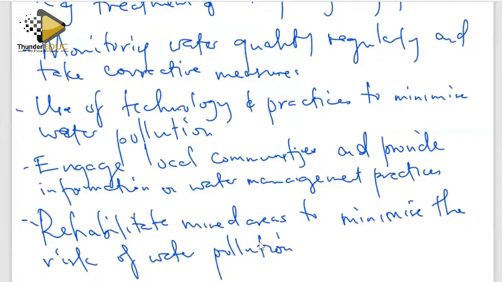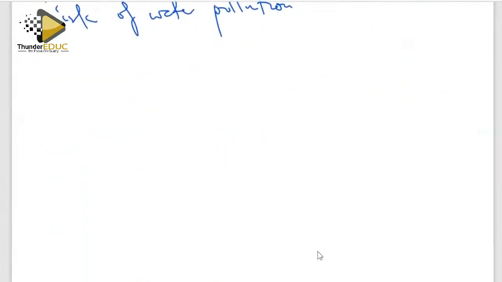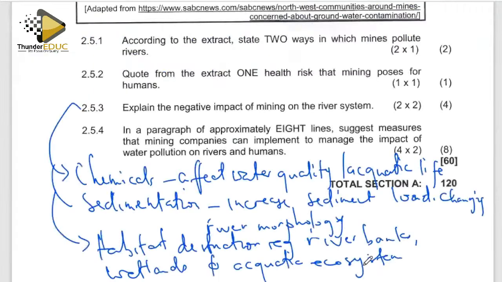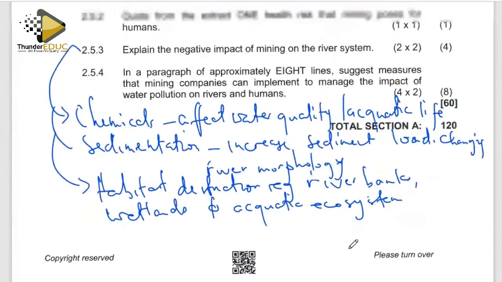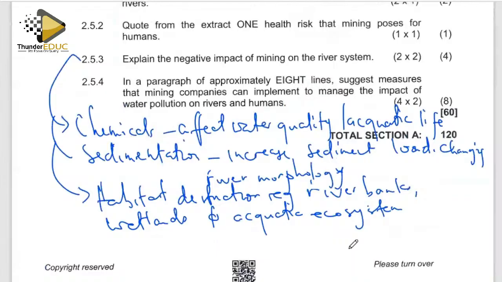Right, for that reason, rehabilitating mined areas, there are some areas that would have been formerly mined that are now disused, and because of the chemicals that were used in those areas and on those mine dams, we tend to find that they continuously cause harm to the environment because of acid mine drainage. So as a result, those companies must rehabilitate those areas. They must try to find ways of rehabilitating those areas and make them environmentally friendly in a way that they do not continue causing harm to the water bodies. Right, that takes us to the end of our section A on geomorphology.